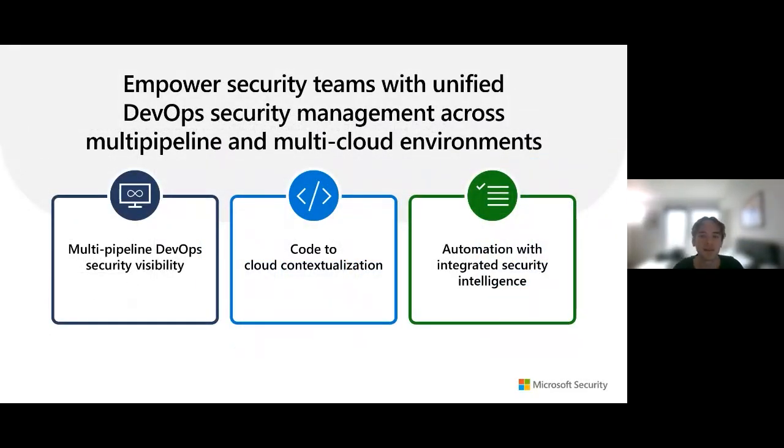Now, when we look at the DevOps security solution specifically, we see three core pillars for what our product provides. First is your multi-pipeline DevOps security visibility, taking in all the signal across all of the source code management systems and pipelines that your developers are working in and aggregating them into a single dashboard, allowing for simplified visibility of all of the posture assessments across each of your environments.